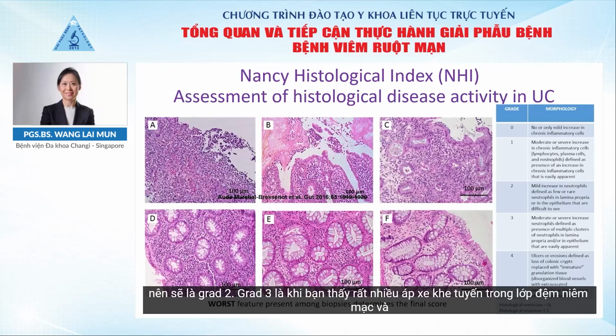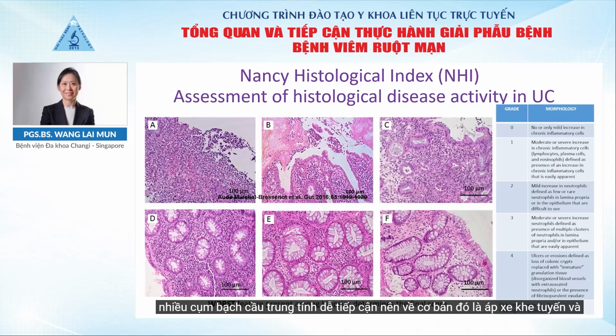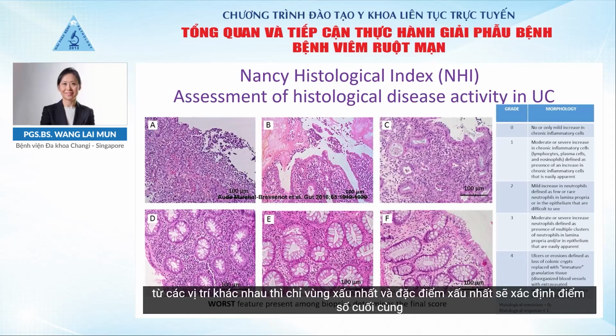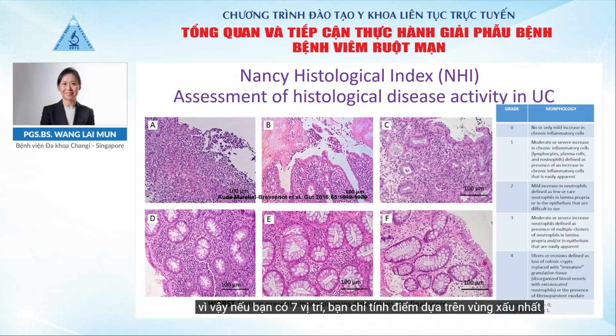And then 3 is when you see a lot of crypt abscesses in the lamina propria and the epithelium, easily assessed. So multiple clusters of neutrophils, technically that's crypt abscesses. And then 4 is when you see erosion and ulceration with granulation tissue. So it's quite easy to use. If you get multiple biopsy samples from different sites, only the worst area and the worst feature determines the final score. So if you get 7 sites, you only score it based on the worst area.